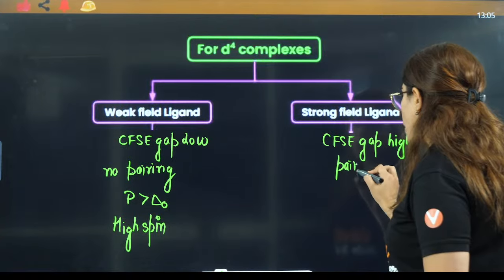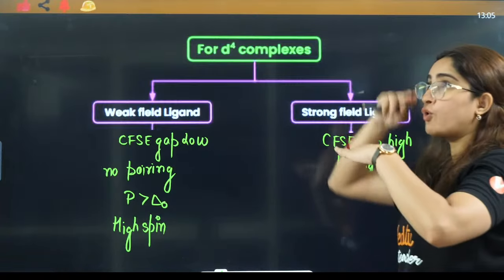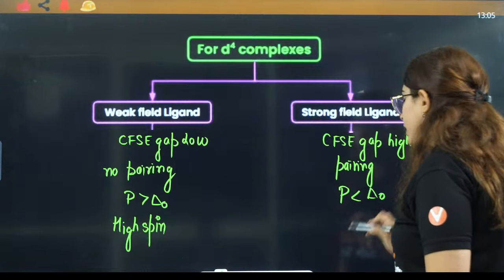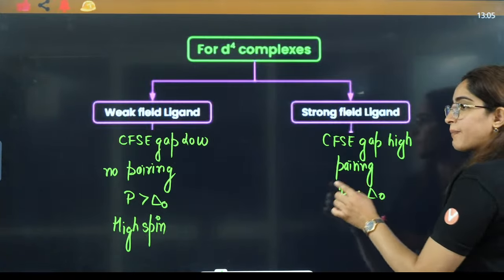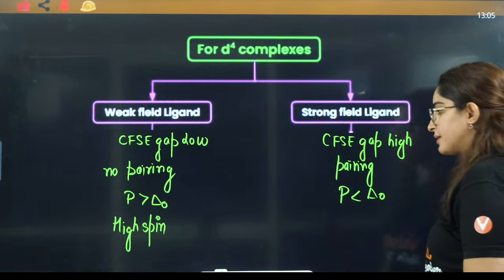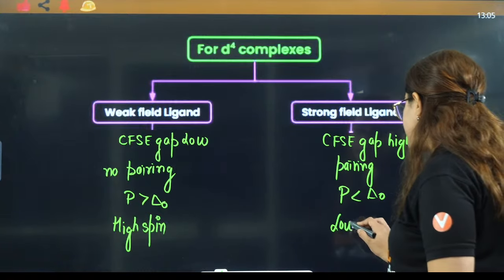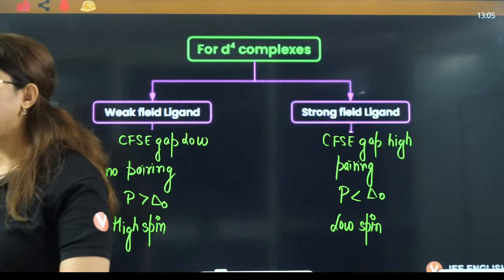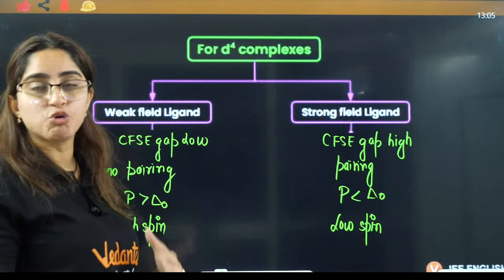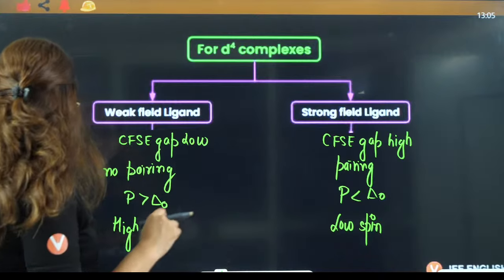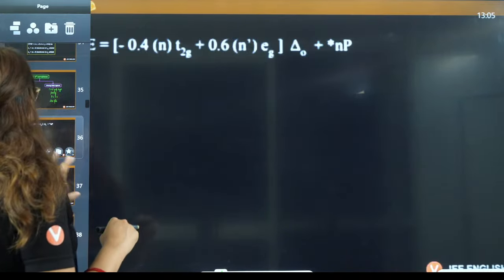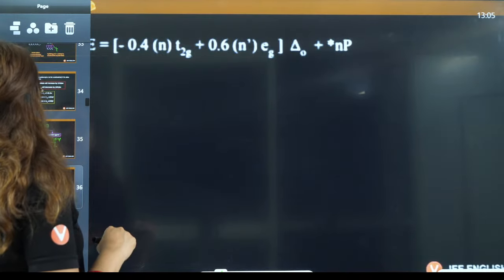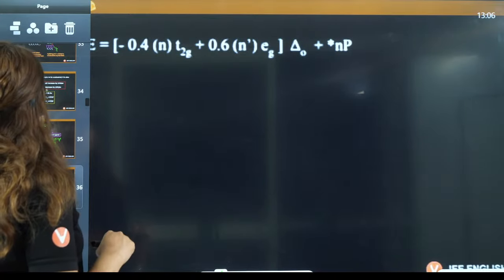So you can easily cause pairing because you can't go above, so you will cause pairing only. Pairing energy is less than delta O here. Delta O is so much higher than pairing energy that you can easily cause pairing here. And here, because you are causing pairing, low spin complexes are formed. Okay, any of these terms they can use here, but you should know which resembles the strong field or weak field ligand here.